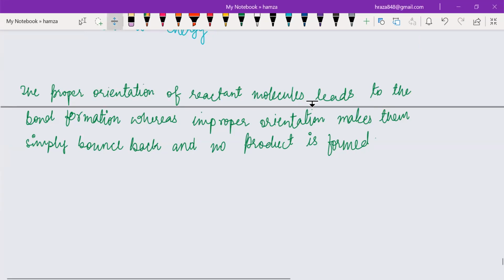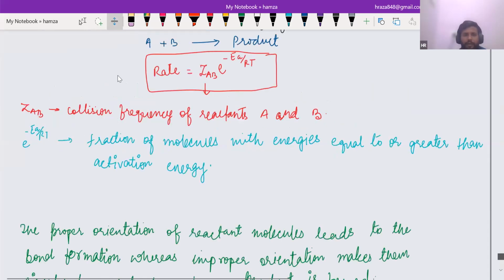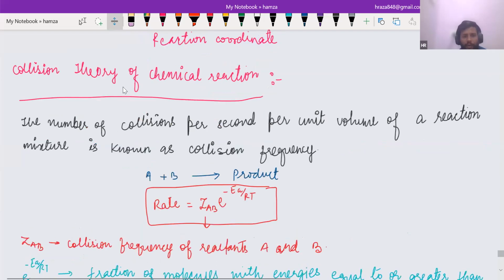Okay. Nafisa, we just started with the collision frequency or collision theory of chemical reaction. Whenever a chemical reaction takes place, there will be collision between the reactants per second per unit volume. That is known as collision frequency. According to this collision theory, we have an equation that rate is equal to ZAB e raised to the power minus Ea upon RT with respect to this reaction.